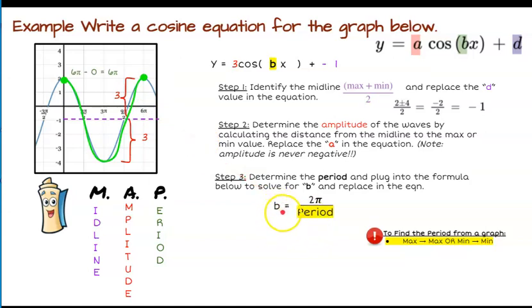Manipulating our formula earlier, 2 pi over b, to calculate for b, we can switch the b and the period. Since we know our period is 6 pi, we can replace that, and then simplify by canceling out the pi's, and we'll have b equals 1/3. And we will use this value of b to replace in our equation. So our equation will be y equals 3 cosine 1/3 x plus -1, or you can just drop the plus and just put -1. So this is our equation for this given graph.